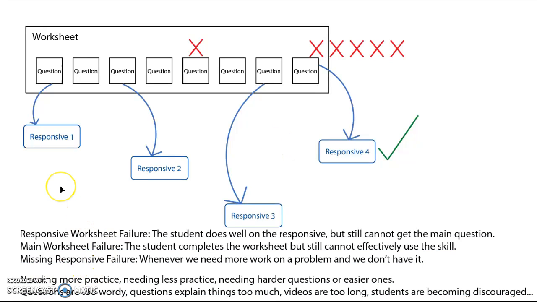So there are some smaller errors, right? Sometimes a student gets through a worksheet and they say, well, I'd really like more practice on this, right? Okay, that's a small worksheet failure. We just need a little bit more practice that we can give to some students and not all students. Sometimes students need less practice, right? So you're on like question 20 and you're like, oh my gosh, this student obviously gets this. This is totally a waste of time for this student. That's a small worksheet failure, right?